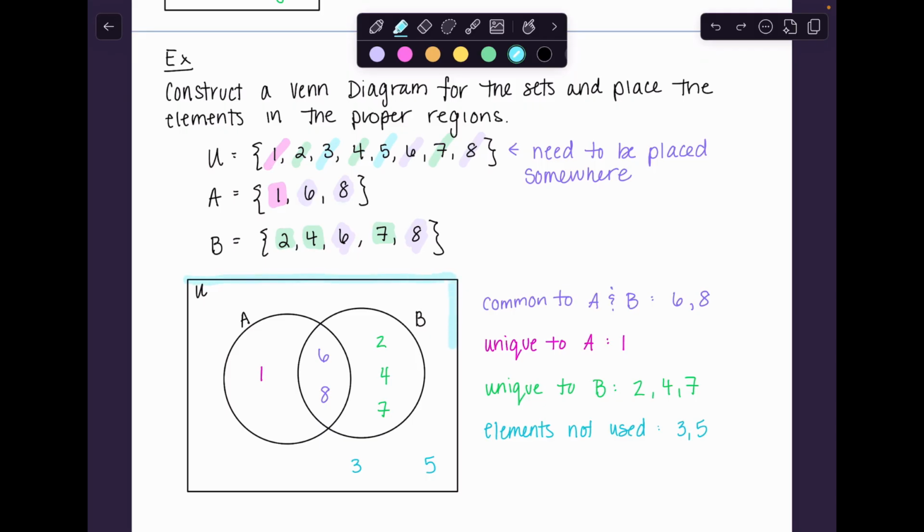So this outer box tells me all of the numbers 1, 2, 3, 4, 5, 6, 7, and 8. Those are all of the numbers inside of set U. Okay? So this is our Venn diagram for these particular sets.